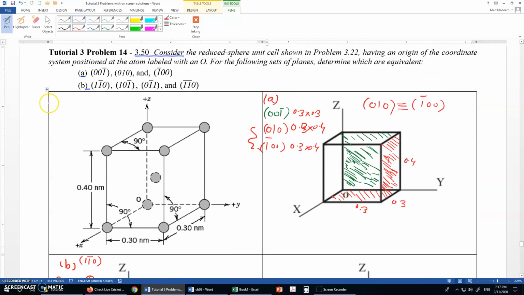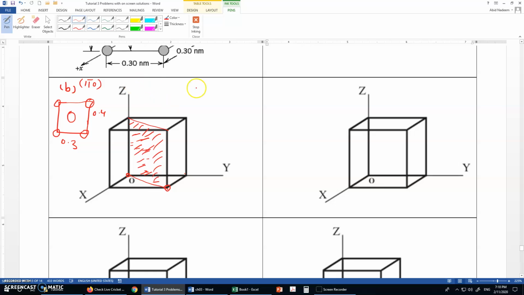The second plane is 1 0 1 bar. For this you will take the origin here, because here it was negative, so you take the origin here. So 1 will be here, and then 1 bar will be here, and this plane is parallel to the y-axis.